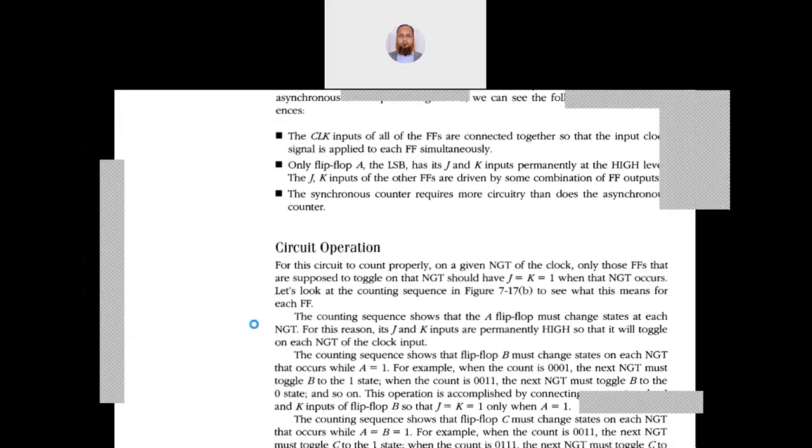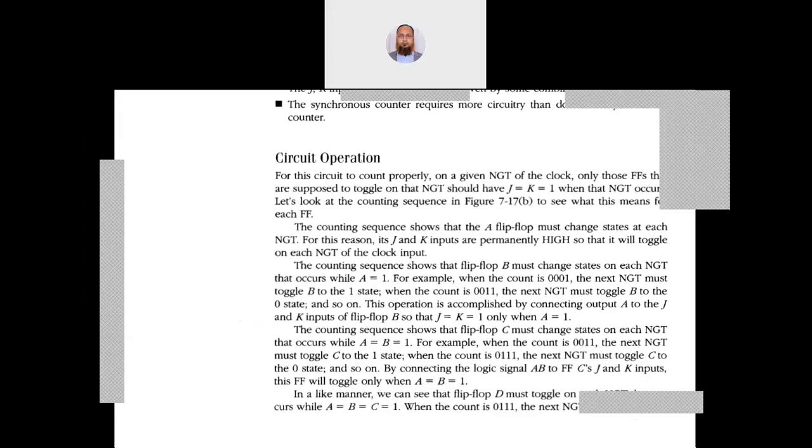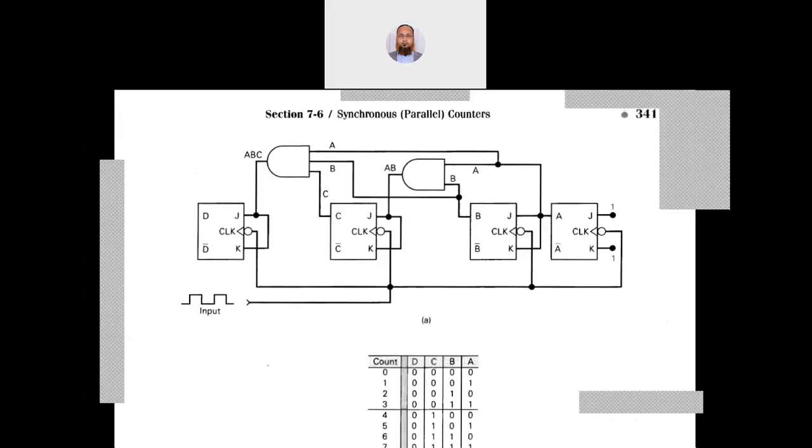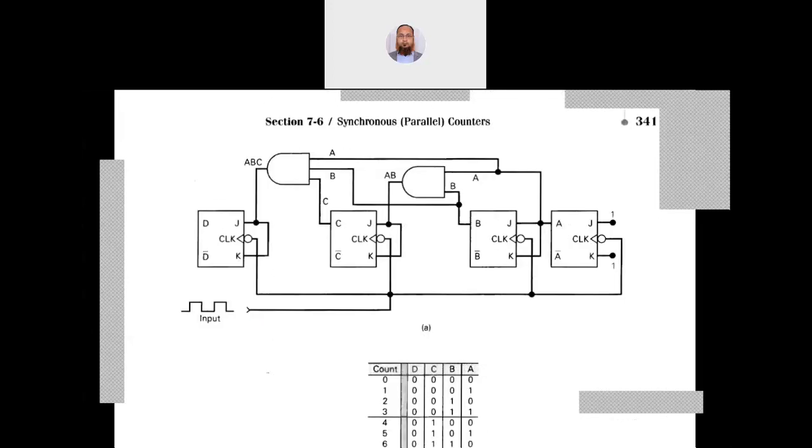This is the circuit operation, but we will go directly to the circuit instead of reading this. This is the circuit diagram of a 4-bit synchronous counter, where A, B, C, D, four flip-flops, are there. Flip-flop A is the LSB flip-flop, and D is the MSB flip-flop. By the output we will give the names A, B, C, D.